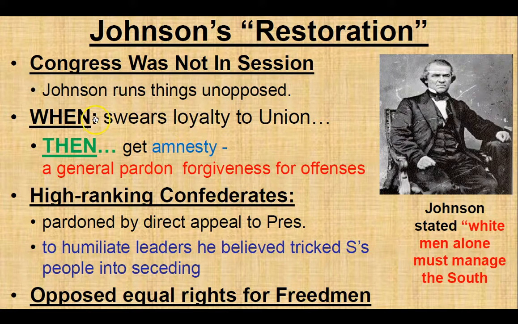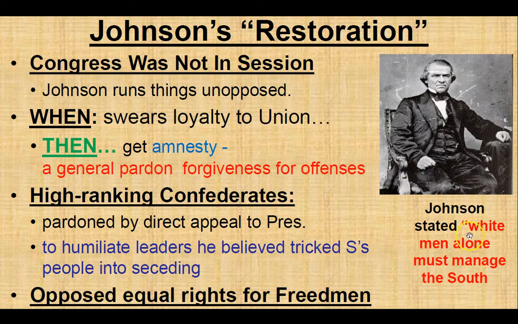And he said, my restoration will involve, if somebody swears loyalty to the Union, then they will be pardoned for anything they did in the war, and that would include high-ranking Confederates, but they must come directly to me so that I can kind of humiliate them, but they can basically be pardoned also. But he opposes equal rights for freedmen, and as a former slave owner, you would expect that. How does that fit with radical Republicans? It doesn't. Cats and dogs, oil and water. Big problems here when Congress comes back in session.